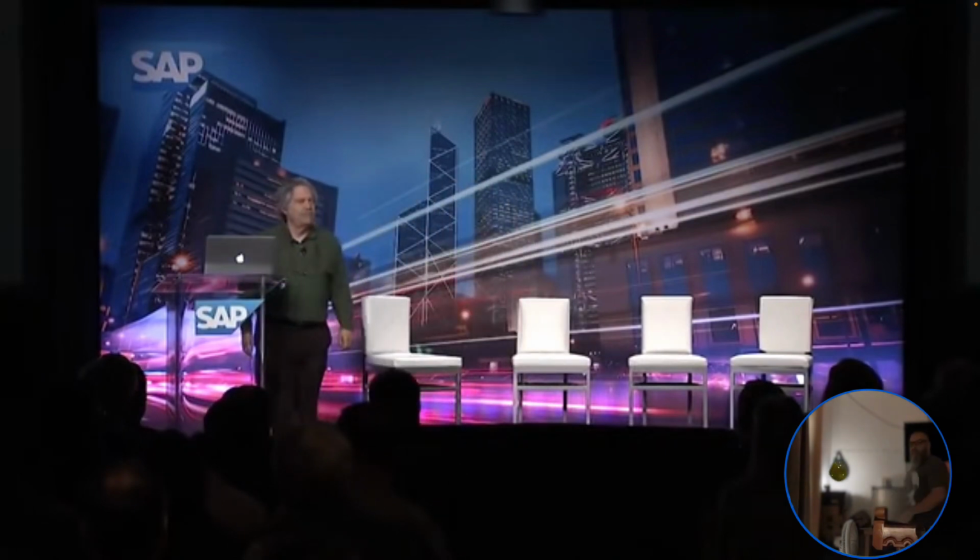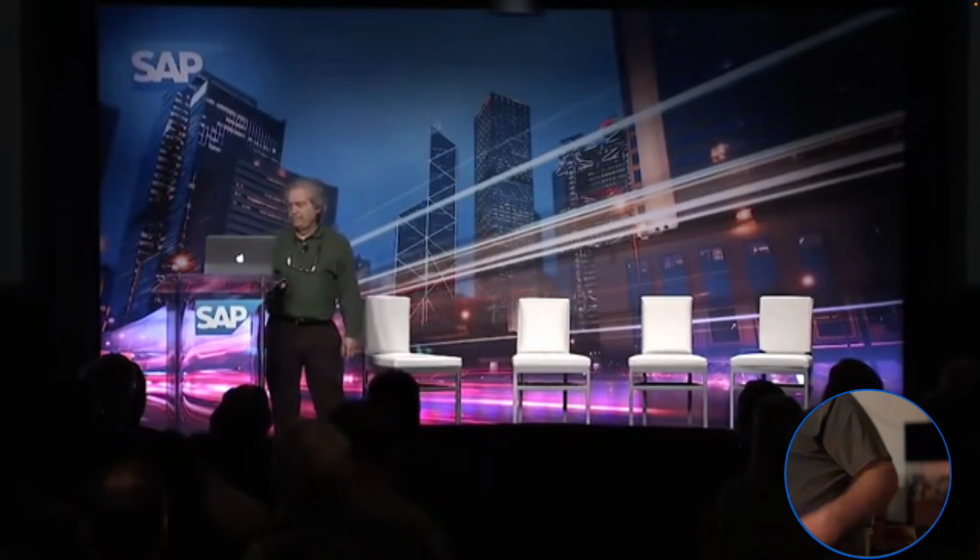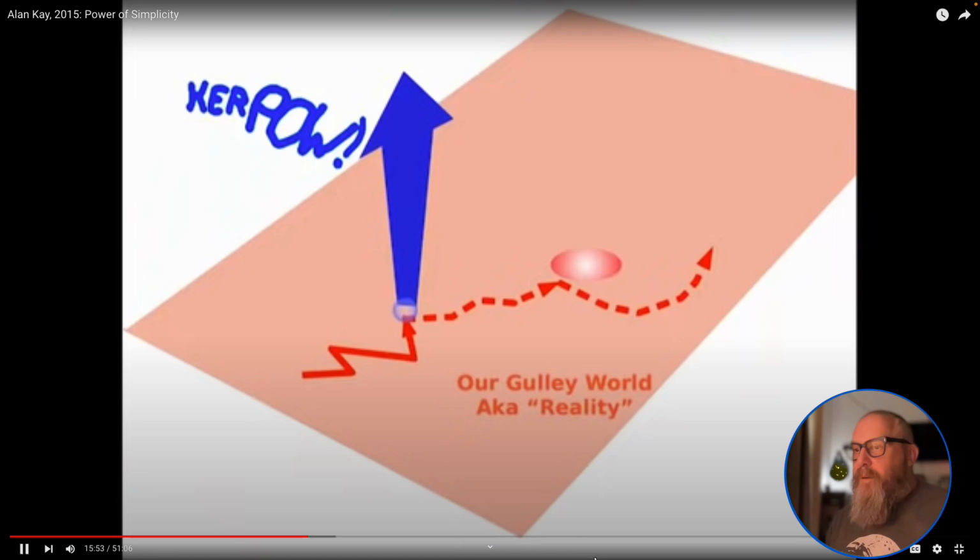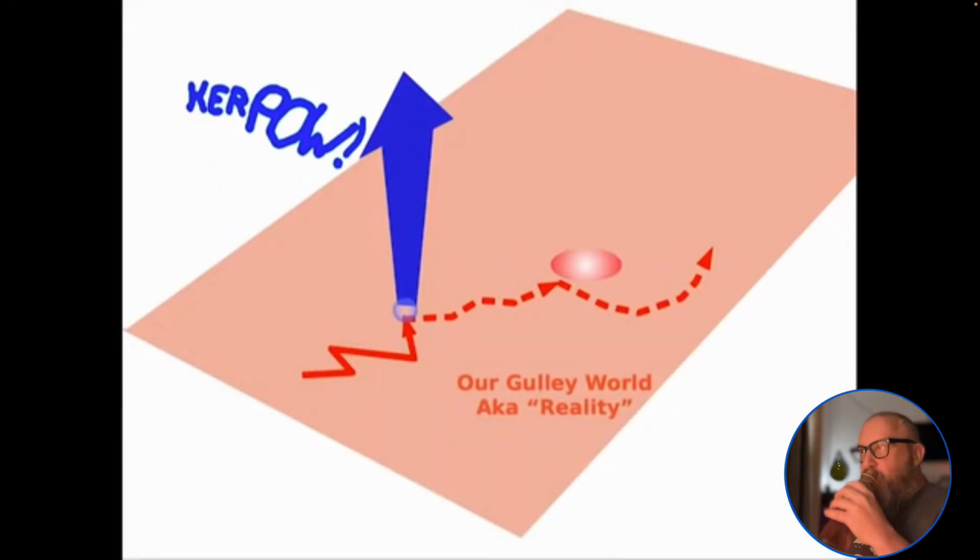Pink. Pink is what the reality is. But every once in a while, you get a kerpow. That kerpow is out of that world. It's actually an escape from that world. And in the old days, when people had one of these, they would start a new religion. Because how many people have had a kerpow?